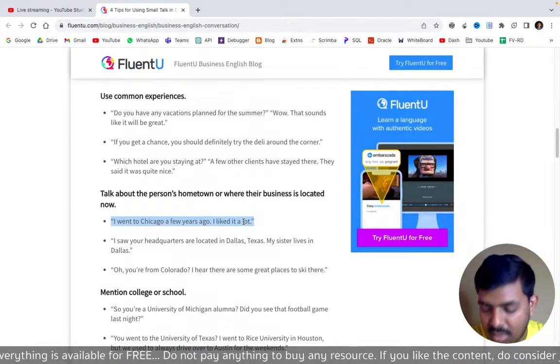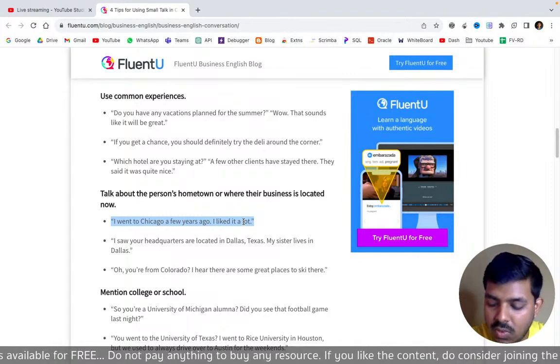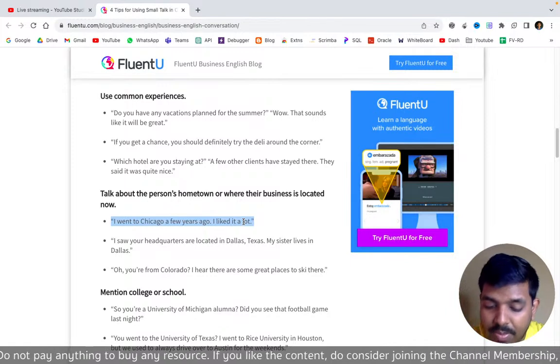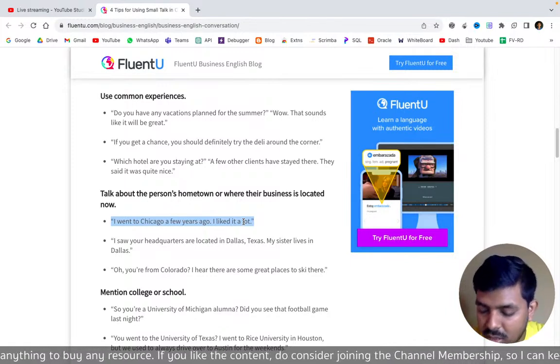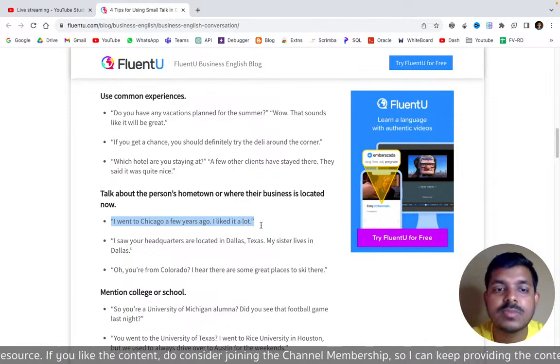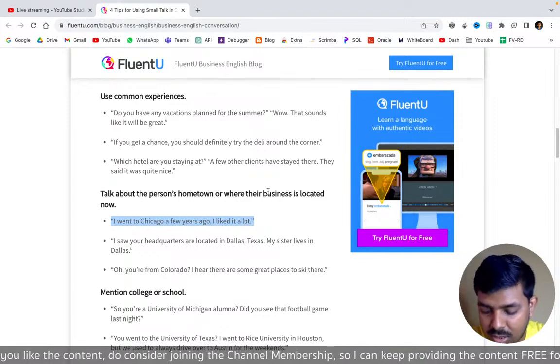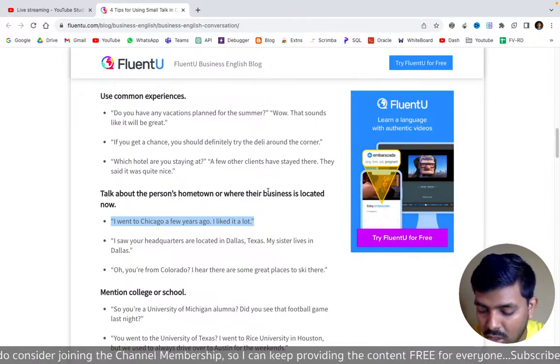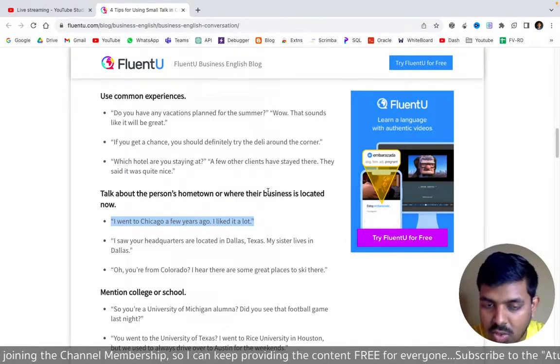So what is happening here is that you are trying to be genuine. You are not trying to fake it with the other person so that he or she develops a liking towards you, but you are trying to be as genuine as you possibly can. So if you're talking about the person's hometown, and this usually happens in business talks, or we can say small talks which start the business talk.